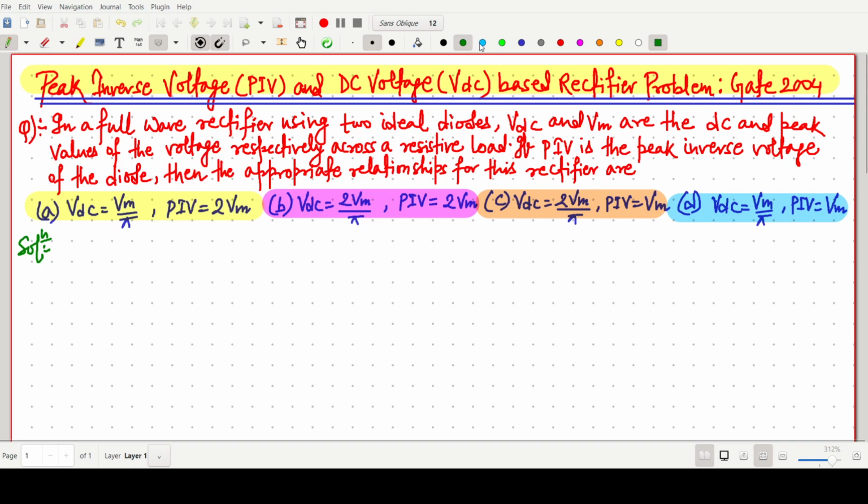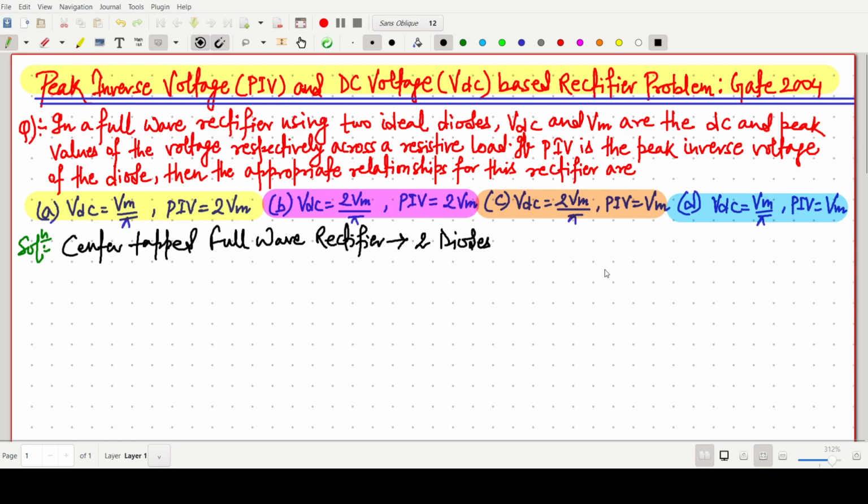So we have already identified this one is our center tapped full wave rectifier, because it uses two diodes. That thing we have to know. So the center tap rectifier is there, and I am just making a center tap rectifier.